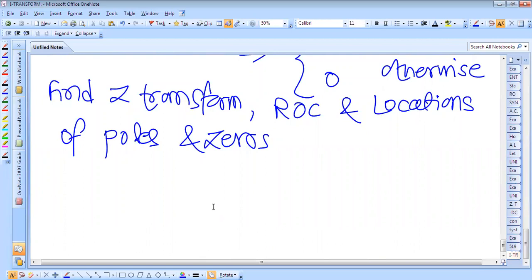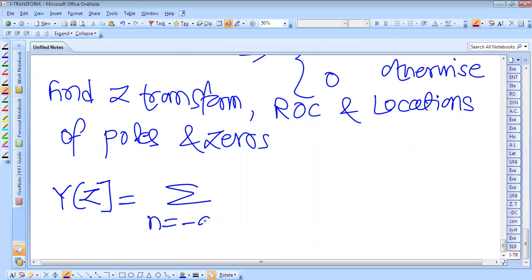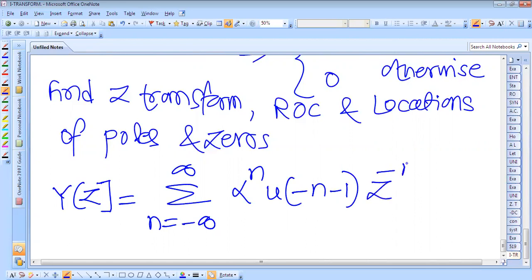From the prima facie we can say this is a left-handed signal, and therefore the Z transform, that is Y of z, is equal to summation over n equal to minus infinity to infinity of minus alpha raised to power n into u of minus n minus 1 into z raised to power minus n, and the negative sign we have taken outside. So this is the value of y of n.